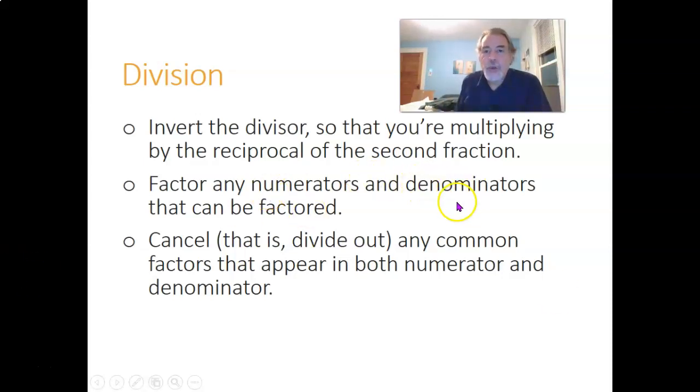Factor everything that you can in any of the numerators or denominators, and then look for any common factors that you can cancel out. So now this right here is really one fraction divided by another. You got one fraction over another fraction.